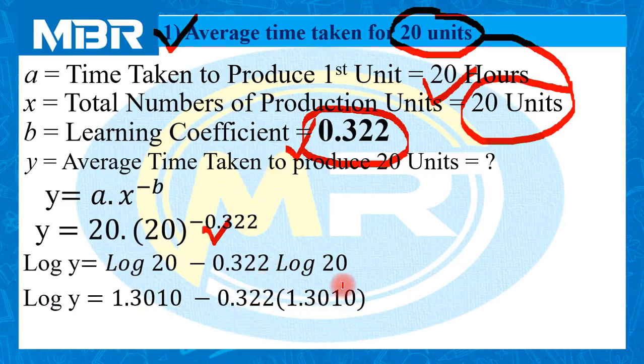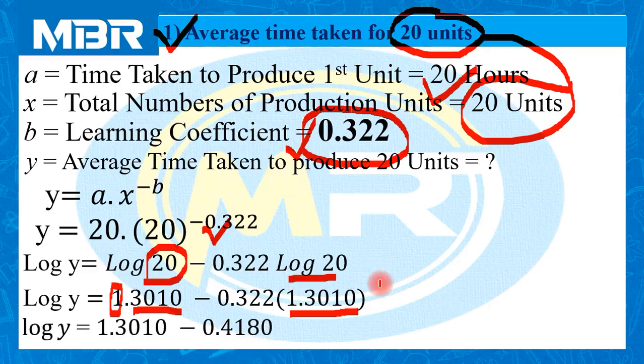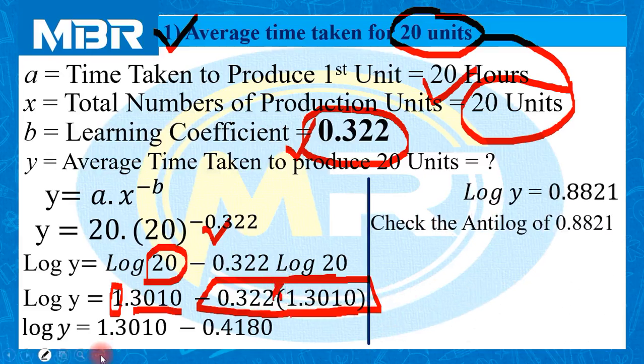Check the values in the log table and you will get the log of 20 is equal to 3010, and there are two digits in 20, so the prefix is 1. Same way, log 20 is 1.3010. As we have done numbers of questions, it is very easy for all of you to check the log. Log y is equal to 1.3010 minus 0.4180. 0.4180 is the result of the multiplication of these two values.